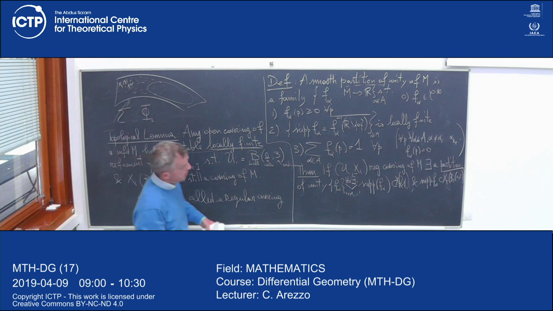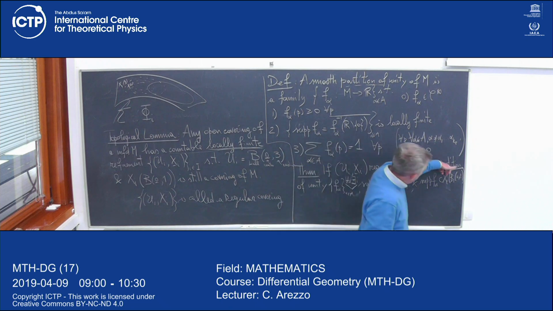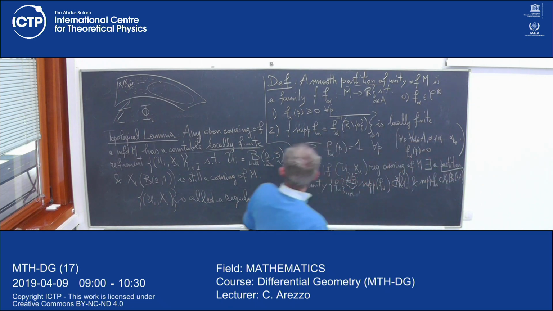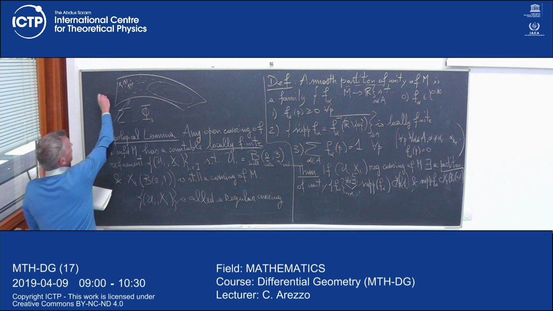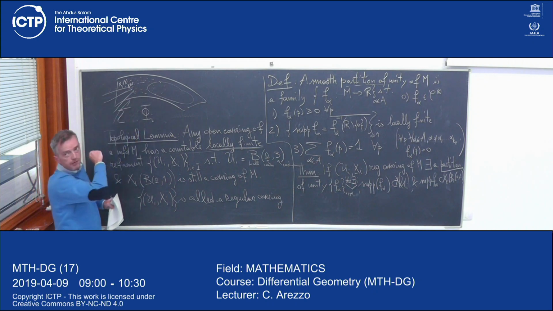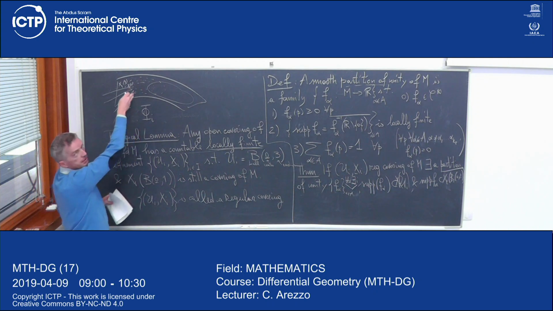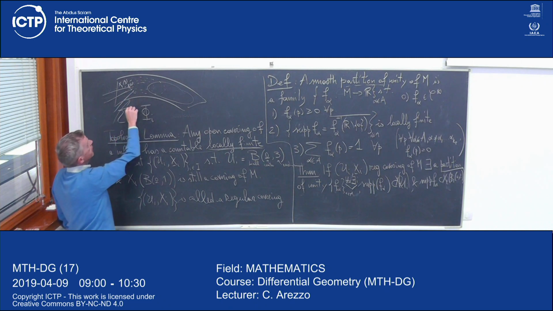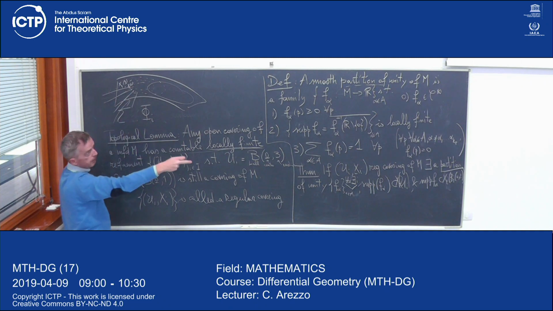So what does it mean? That the support is contained in the image of the ball of radius 2. It means it's 0 out of here. So if I want to draw φ_i for this specific i, I'm looking for a function which is non-negative. It's 0 everywhere.